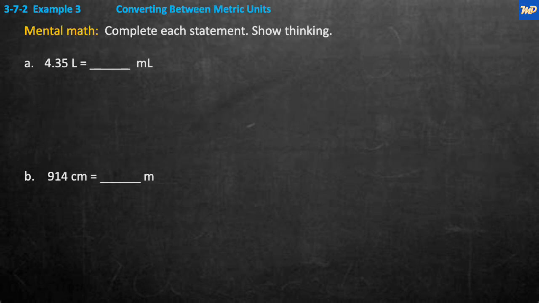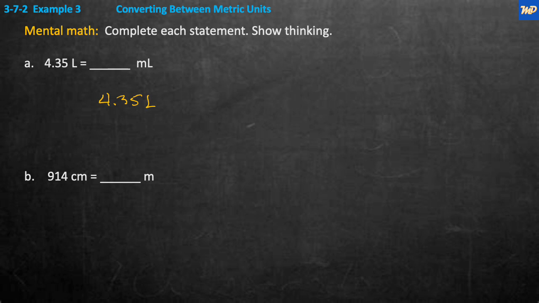Okay, example 3, converting between metric units. Okay, mental math. They want us to do this in our heads. Okay, complete each statement. Show your thinking. We're going to do it in our heads, but show our thinking. So problem A says we're starting off with, I'm going to write it out, 4.35 liters. Okay, and what are the order of the units for liters? Let's write that down. We're going to show our thinking, right?